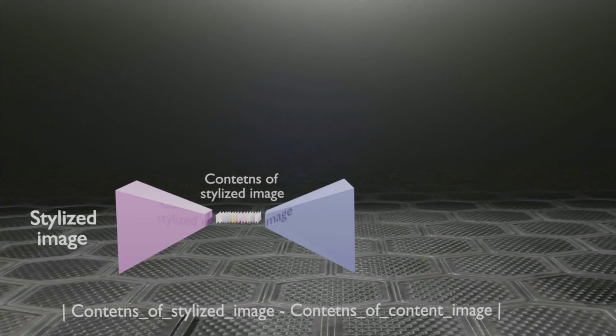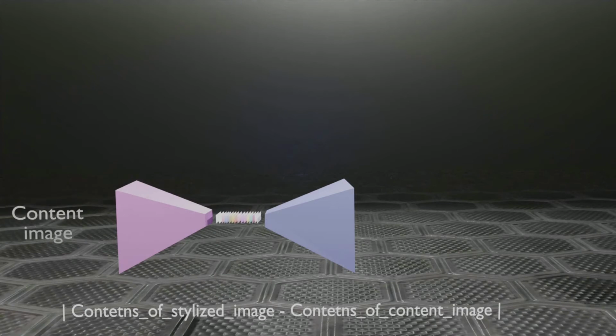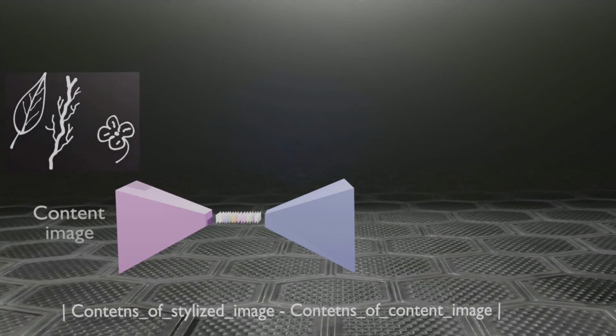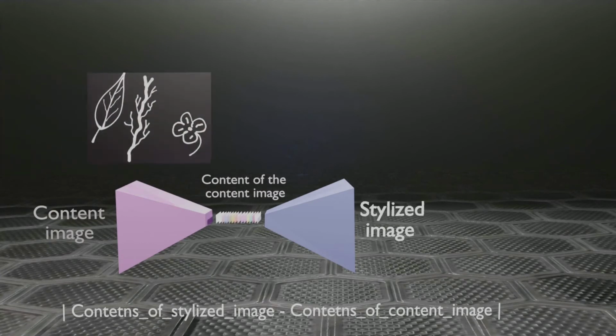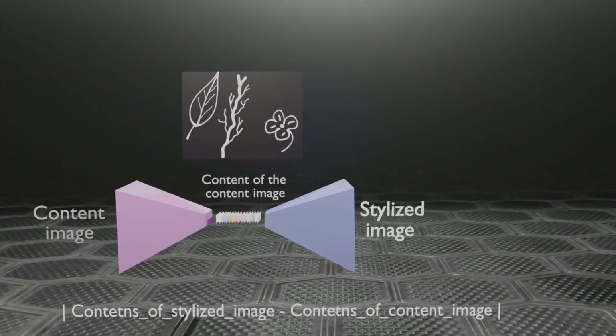Well, let's see. Let's say we have a content image with three contents in it: leaves, branches and flowers. Let's feed this content image with three contents, that is leaves, branches and flowers, to the encoder. The encoder will take in this content image and we will get contents of the content image, which will contain all the contents. Why are all the contents of the input content image preserved?